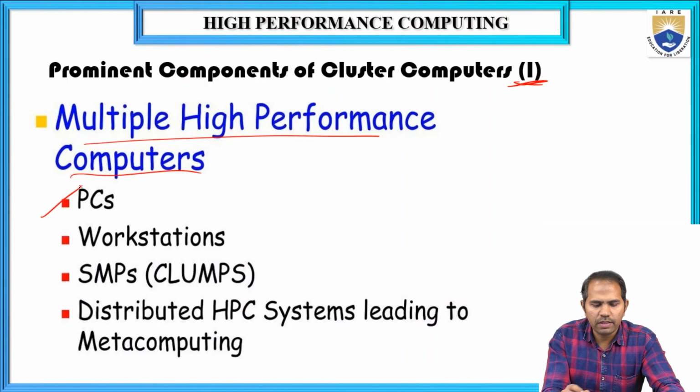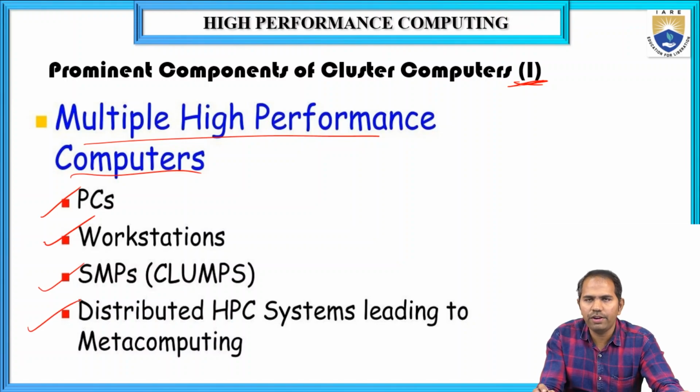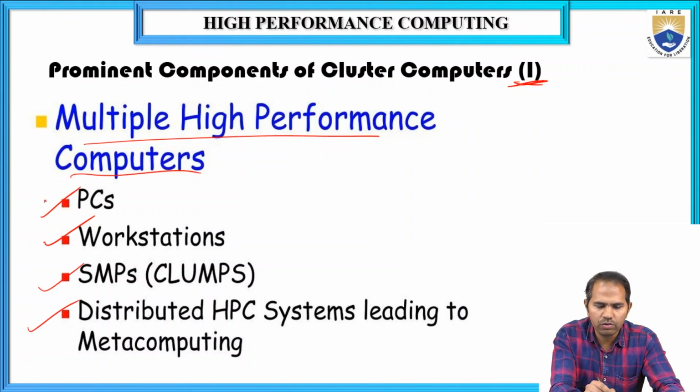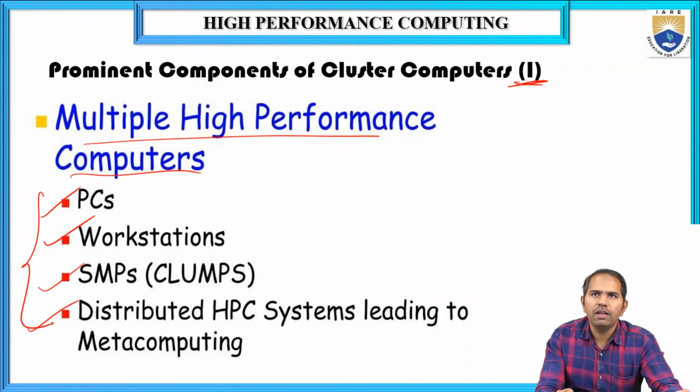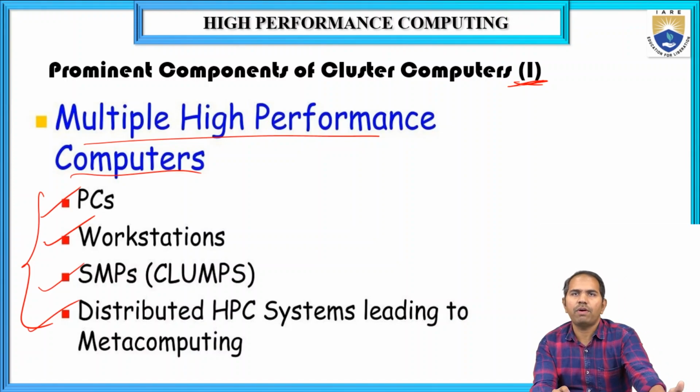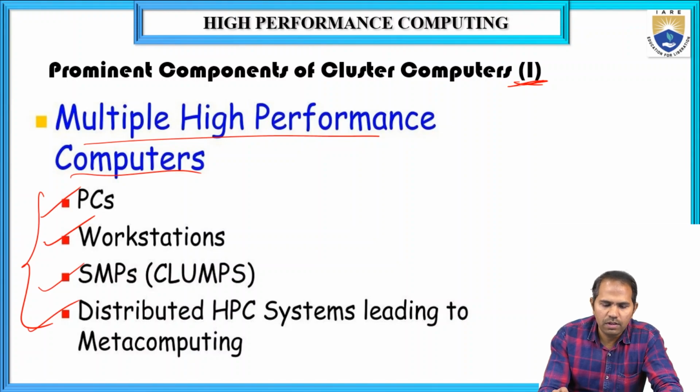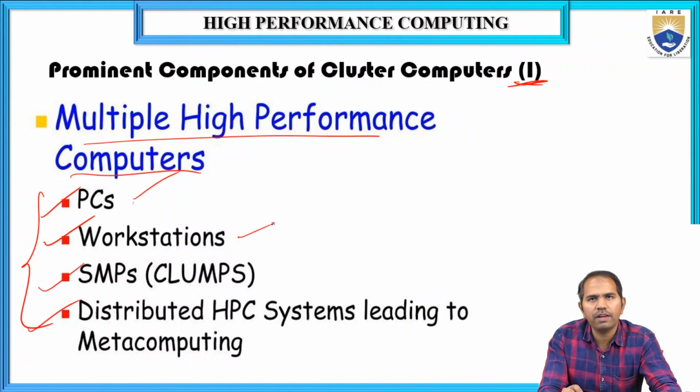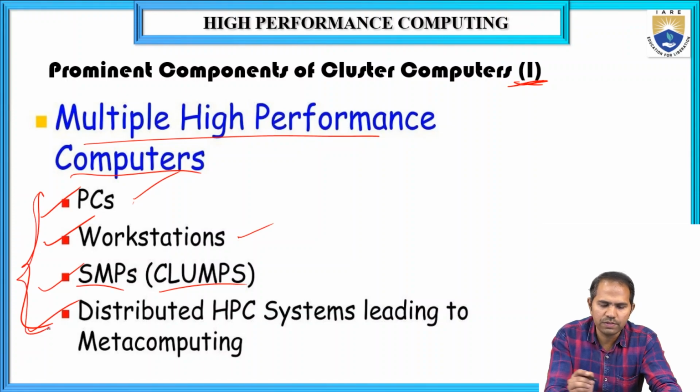Personal computers (PCs), workstations, SMPs, and distributed high performance systems leading to meta computing. These are the things required for component 1. So initially we create multiple high performance computers, using personal computers, workstations, symmetric multiprocessors (SMPs) or clumps, and distributed high performance systems leading to meta computing. So this is stage 1, where we create multiple high performance computers.